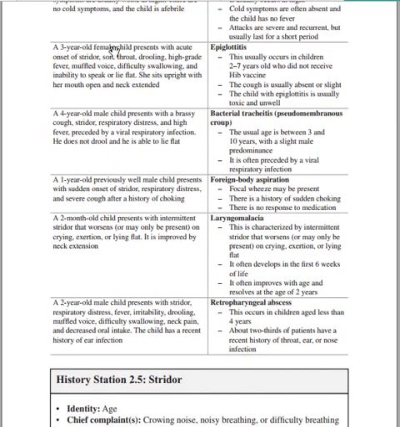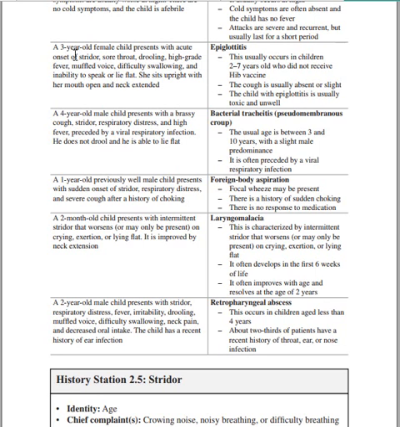So you have a 3-year-old female child presenting with an acute onset stridor, sore throat, drooling, high-grade fever, muffled voice, and difficulty in swallowing. You still have that stridor, which means it's the upper respiratory tract, but here you don't have a barking cough; there is no cough.